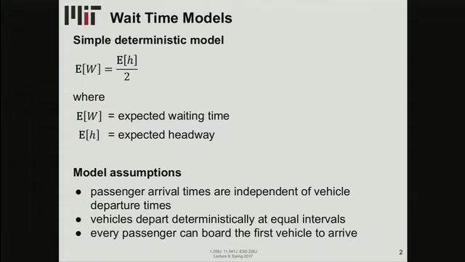Let's start with waiting time. So we've already seen this first simple model of waiting time. We say that the expected waiting time is half the headway. And here we are considering both waiting time and headway to be stochastic quantities. So if we observe many headways over a long period of time, we see a probability distribution of headways. And we're saying the average headway divided by 2 should equal the average waiting time.